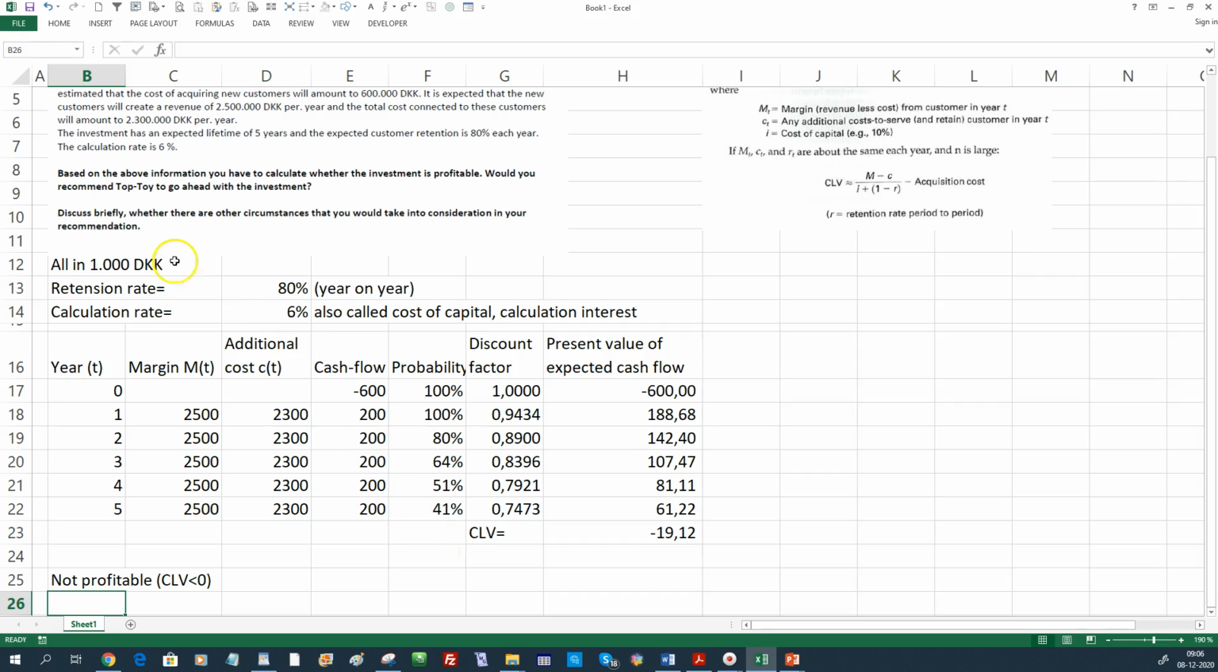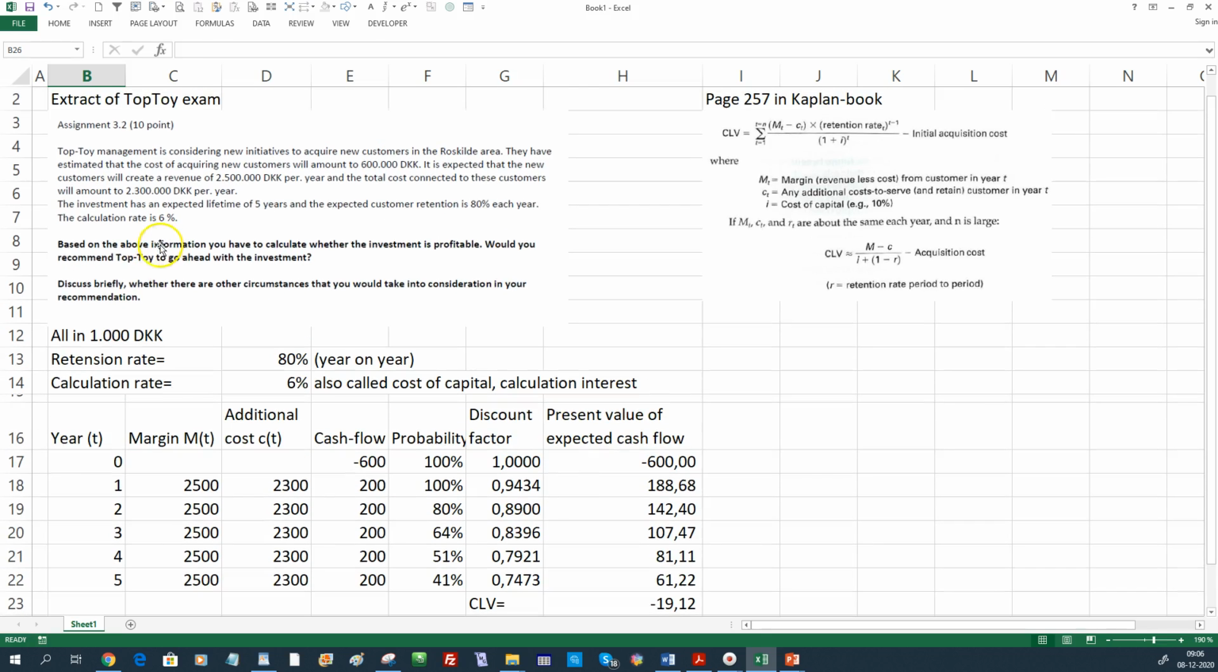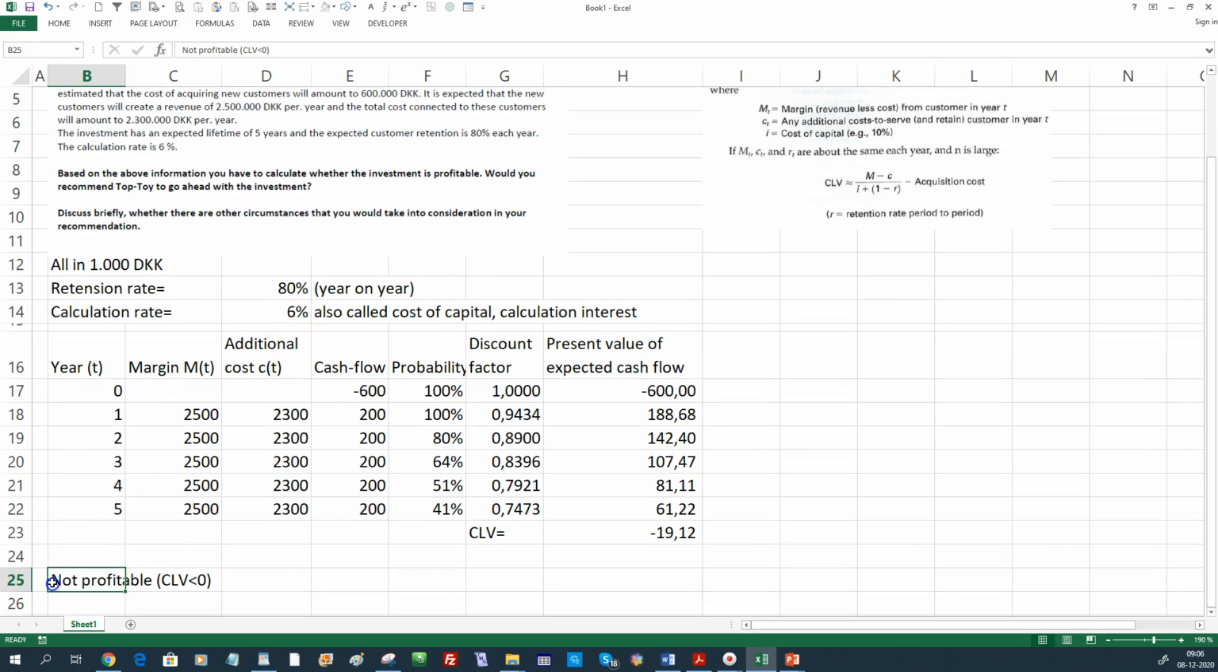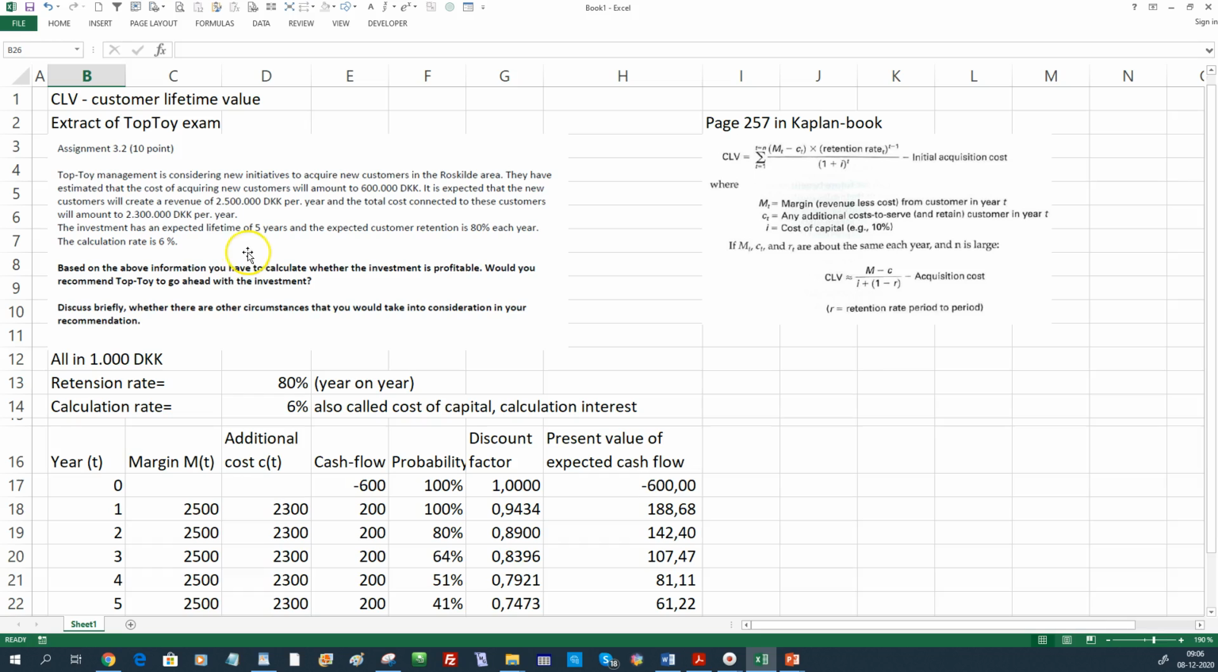And then, if you actually go back to the question, I always recommend you read it in the end as well. Based on the above information, you have to calculate whether they're profitable. Would you recommend to go ahead with the investment? And I say no, not profitable. This will make it a little bit more elaborate in your exam. Discuss briefly whether there are other circumstances that you would take into consideration in your recommendation.